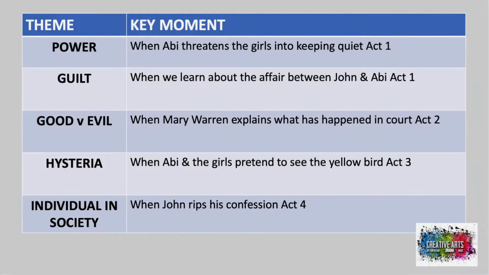Let's start with Section A. So the first thing to do is make a list of 5 themes and 5 key moments that highlight those themes in the text that you're studying. If you make your list in the order that events happen in the play, it's much easier to follow.